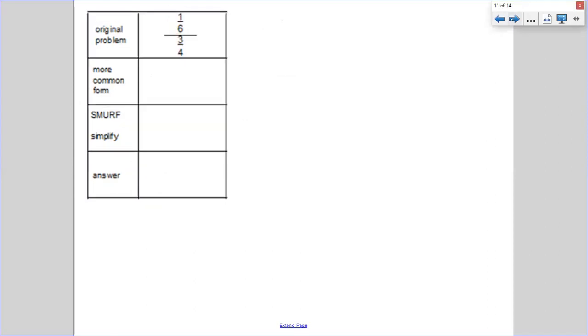Why don't you try this one? I'll give you a few seconds head start here. You try this one. Make it in its common form and then smurf it. Go.